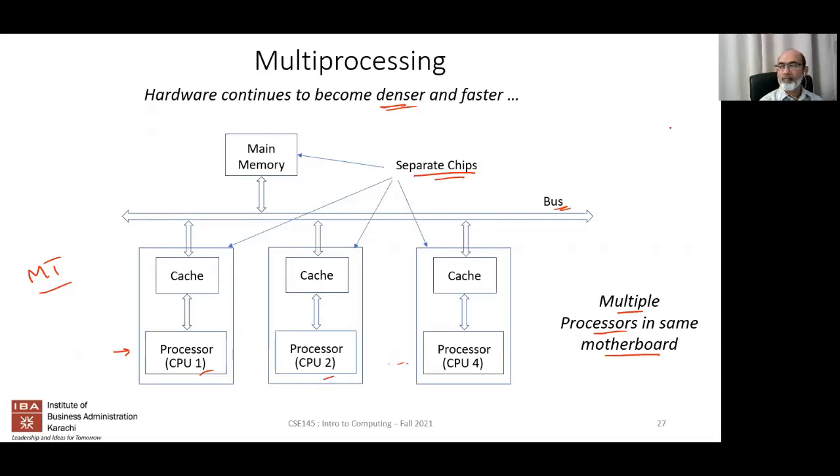Sir, in multiprocessing, throughput will be its maximum. So the maximum efficiency could be achieved. Okay, throughput could be maximum, but that's not really answering my question.